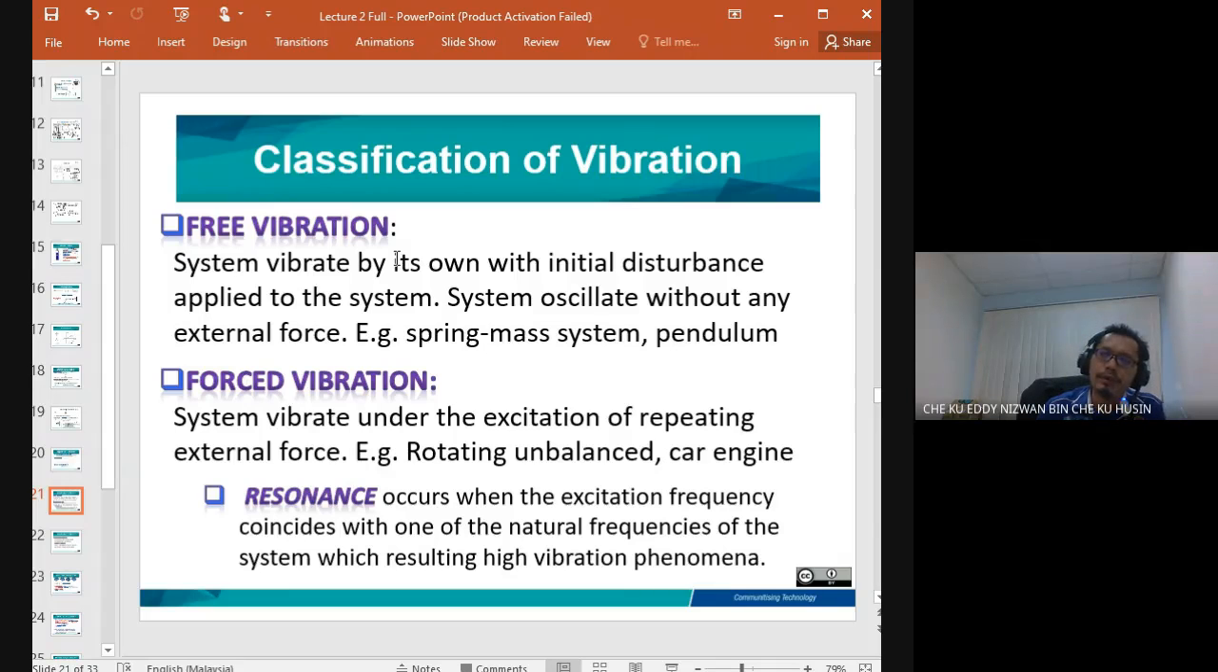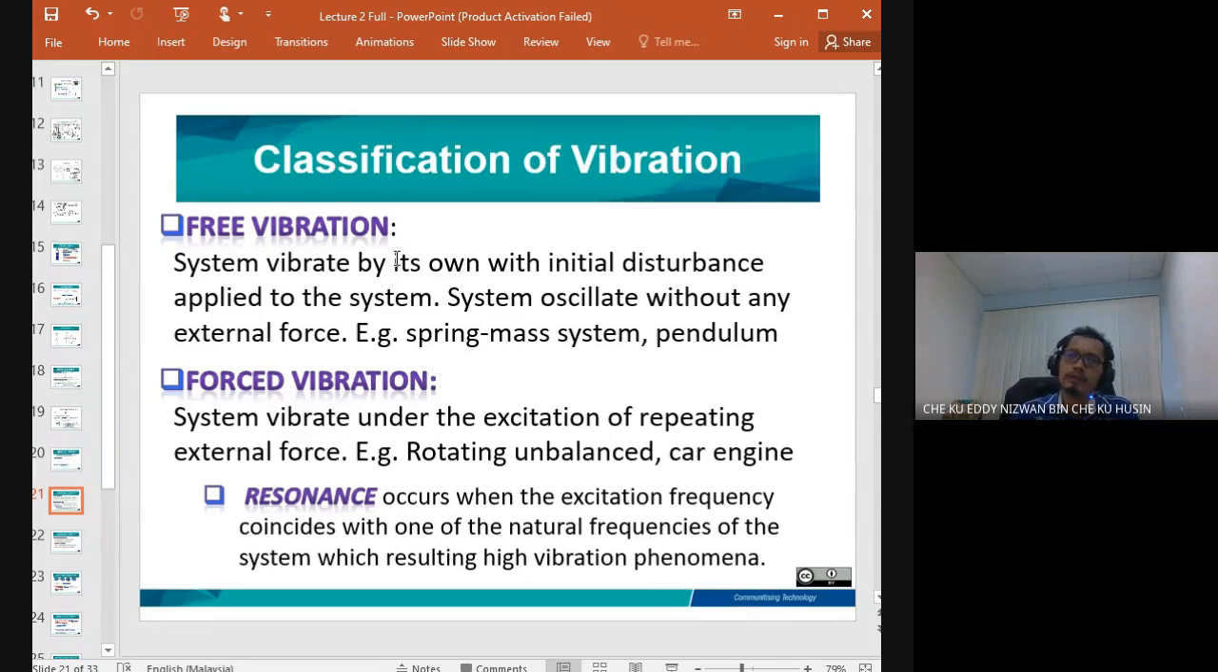But for forced vibration, the frequency of the vibration depends on the frequency of excitation. For example, if you run the motor at 50 hertz, then the system will vibrate at 50 hertz. So it depends on the operating speed. That's the difference between forced and free vibration.